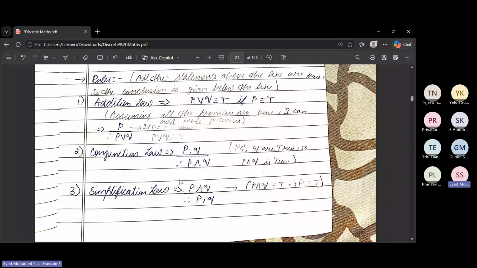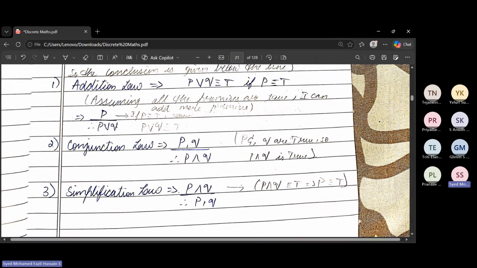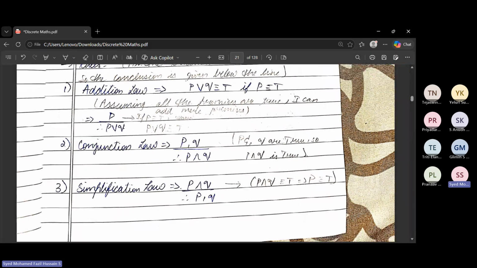Simplification law. If P and Q is given, that is, if the statement P and Q is true, then individually P and individually Q are true, right? Because if the statement P and Q is true, then P and Q must each be true. So it is simplification law. That is, the individual P and individual Q are derived from the original P and Q statement.